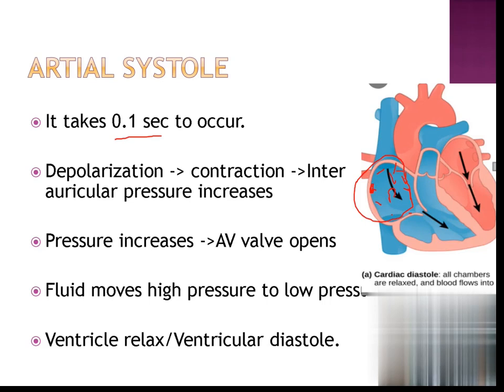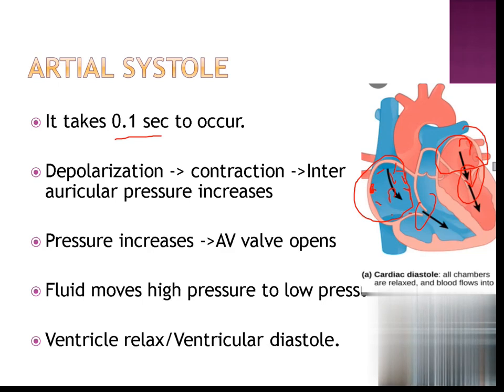This pressure forces the atrioventricular valves to open. When the pressure increases in the auricles, these valves, the atrioventricular valves, open up. When they open up, what happens? As we know, the nature of fluid is that it basically runs from the higher pressure zone to the lower pressure zone to maintain an equilibrium state. So now what will happen?